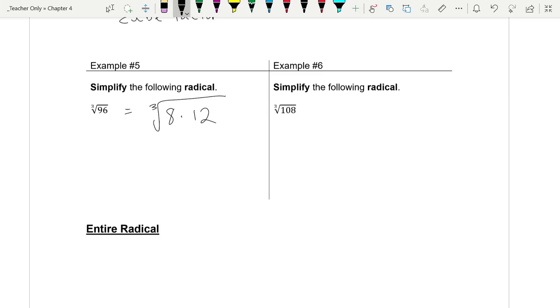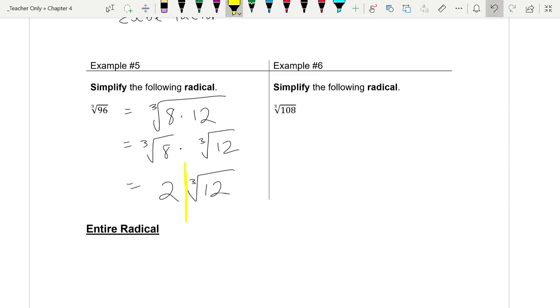Well, let's see. It's got a 2 in it. No. It's got a 4 in it. No. That's it. So it's the cube root of 8 times the cube root of 12, which is 2 cube root 12. See, I actually make sure that my 3 is further right than the imaginary plane of that index arm. And that's how I know.